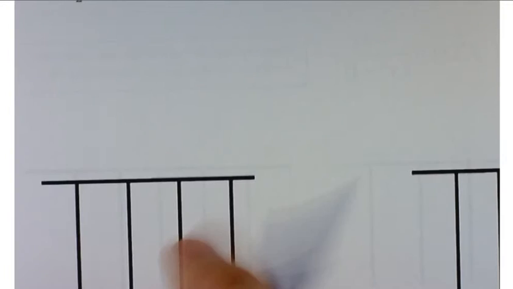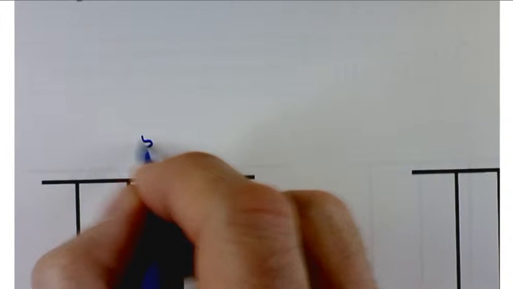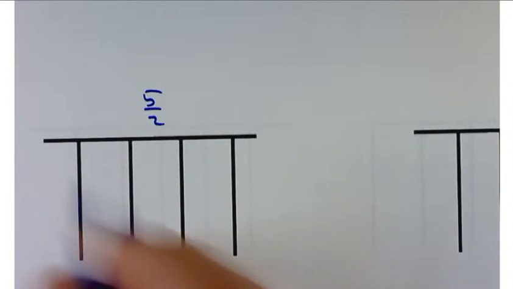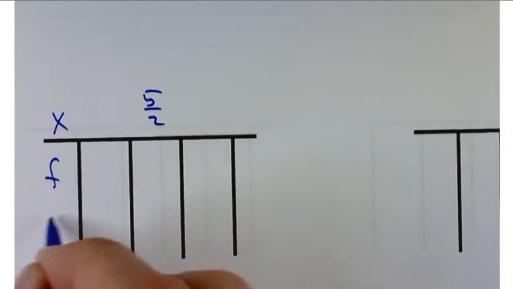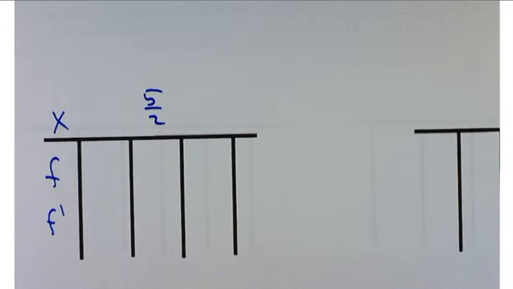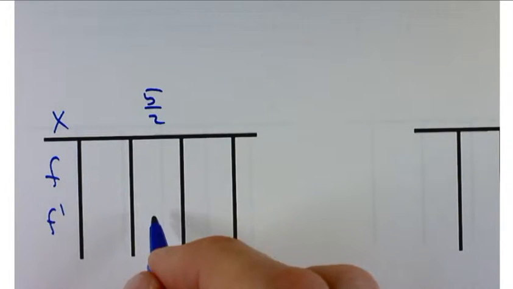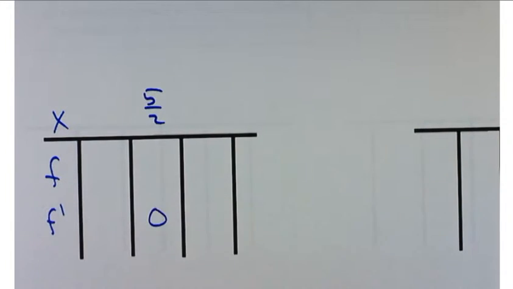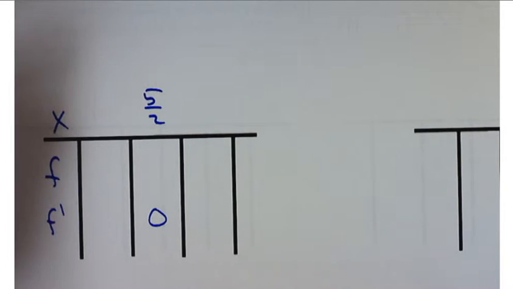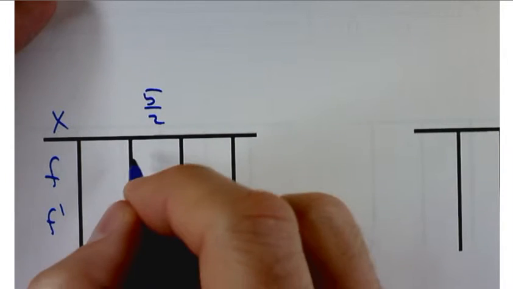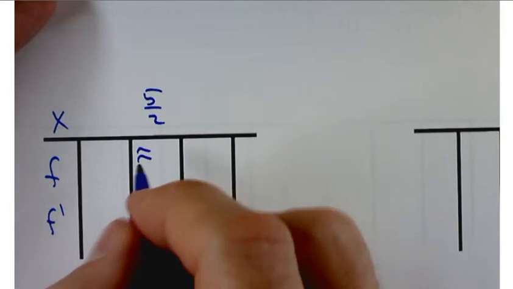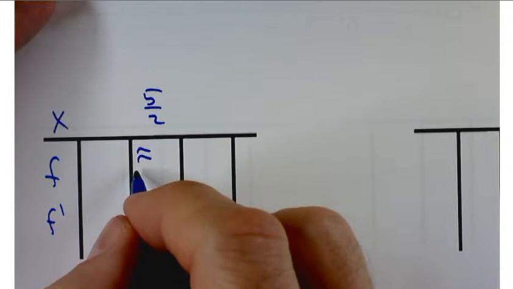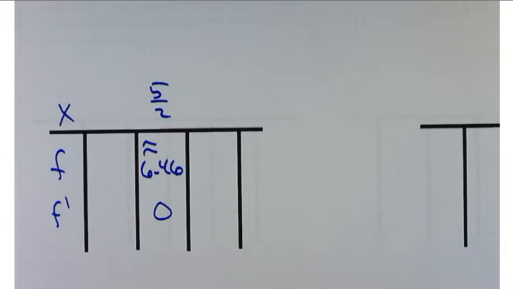5 over 2, x, f prime. At 5 over 2, the function's derivative is 0. Numerically, you can actually figure out the y-coordinate. The y-coordinate turns out to be about 6.46. You're going to want that because you're going to need to put that point on your graph.